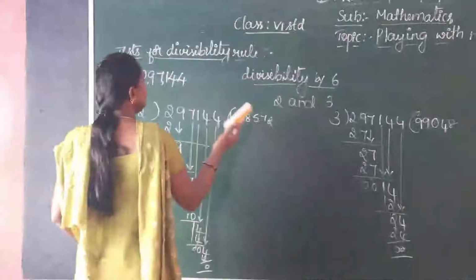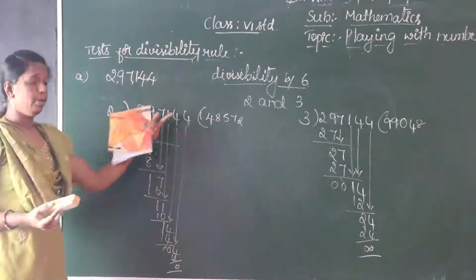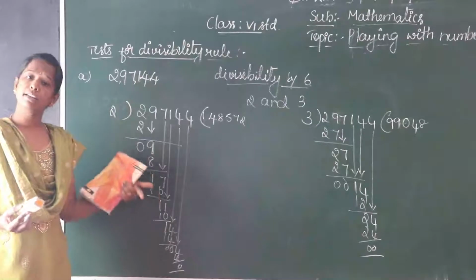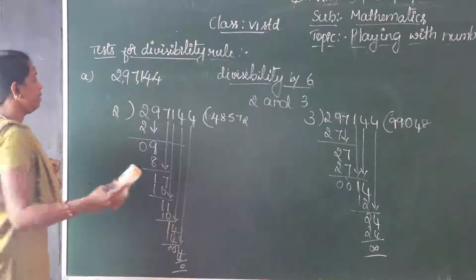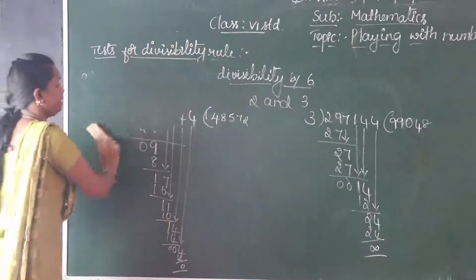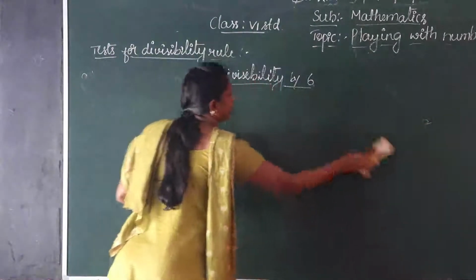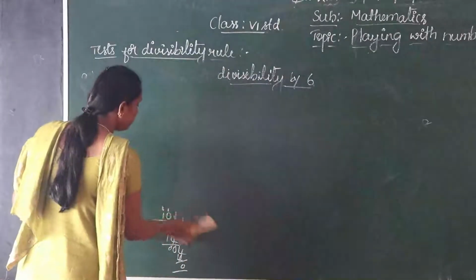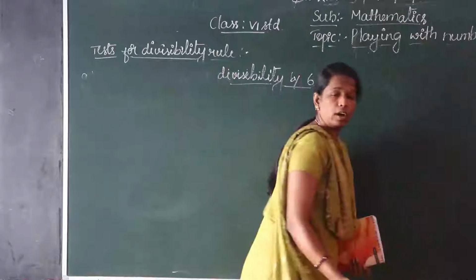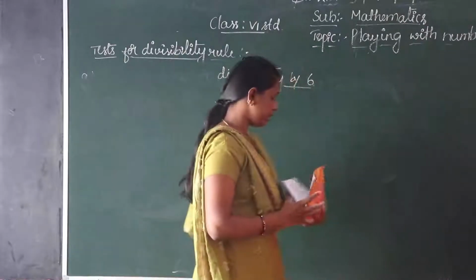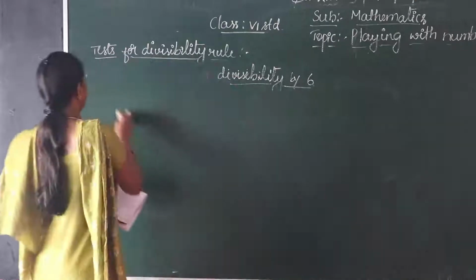Clear? First we divide by using 2 and then divide by using 3. If the remainder in both, when we divide by 2 and 3, we get 0, then the rule is divisible by 6. Okay? If there is some number in the remainder place, then the divisibility rule of 6 is not applicable. So here I will take one more sum.